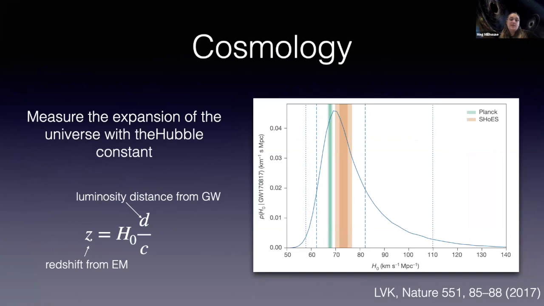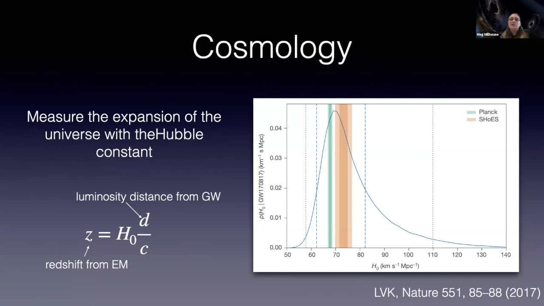This multi-messenger observation also allowed us to make a measurement of the Hubble constant. So you're probably familiar with the Hubble constant. It is a measure of how fast the universe is expanding. And using the joint observations of GW170817, you can get an independent measurement of the distance from gravitational waves and the redshift from the E&M identification of the host galaxy. And then from that, you can get an estimate of the Hubble constant.